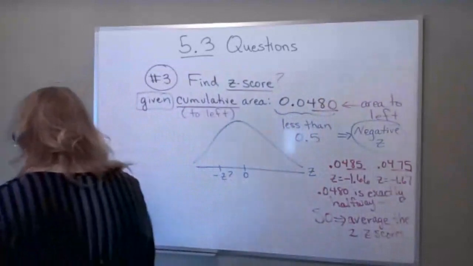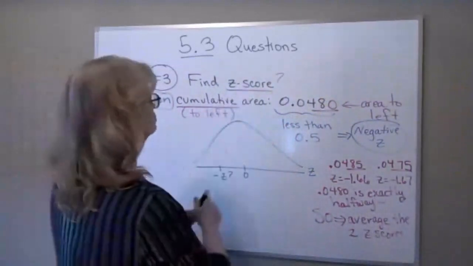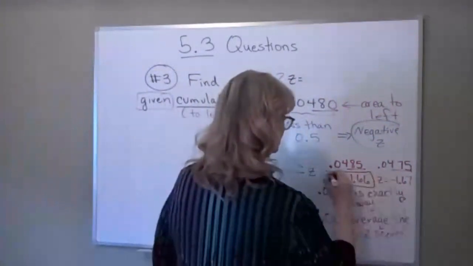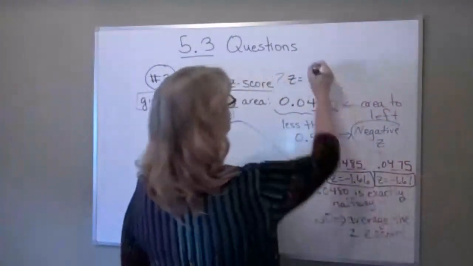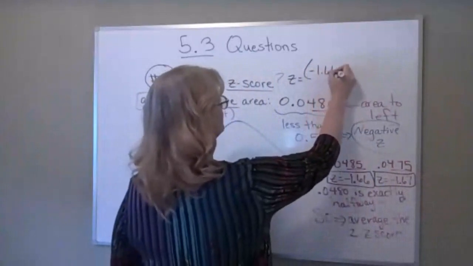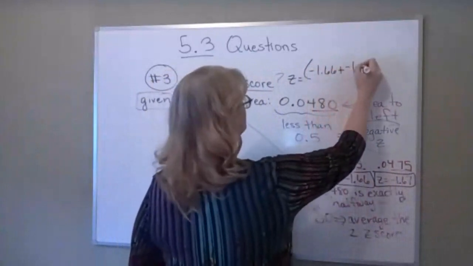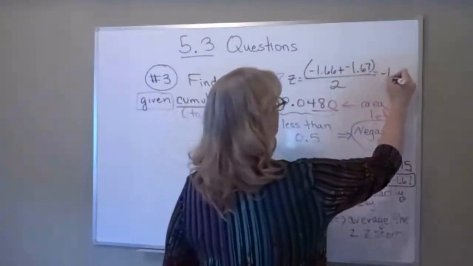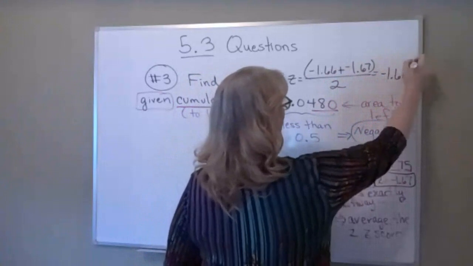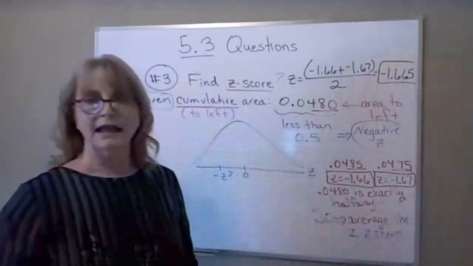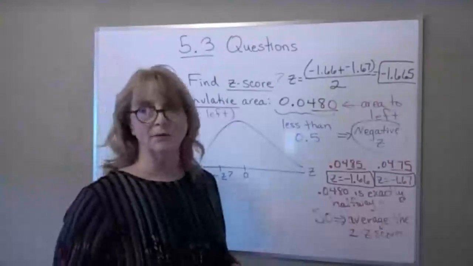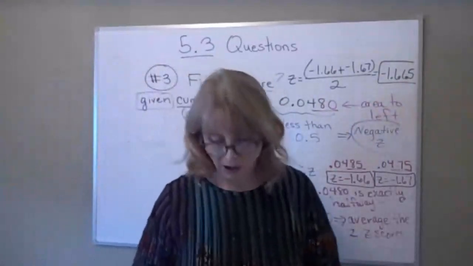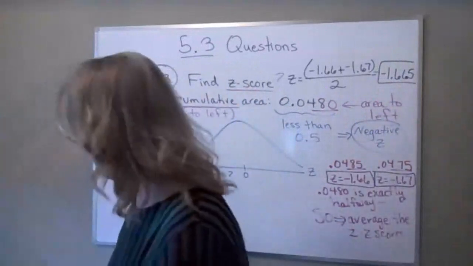So my work for this would look like this. My z-score that I'm looking for is going to be the average of this one and this one. So I'm going to take the negative 1.66 plus negative 1.67 and divide by 2. That's going to give me negative 1.665. Now, I did that quickly because when you average two numbers, it gives you the halfway point. Basically, that just adds a 5 to the end of the smaller one. Okay, so I'm going to put that in.